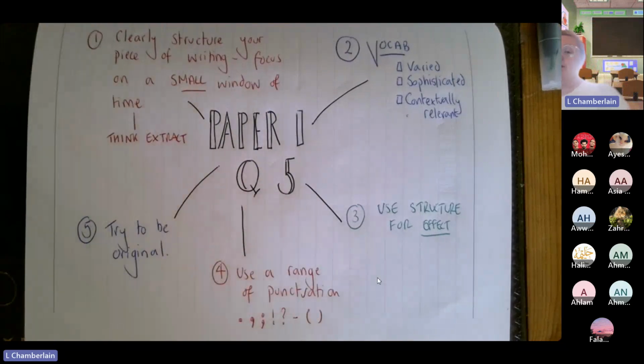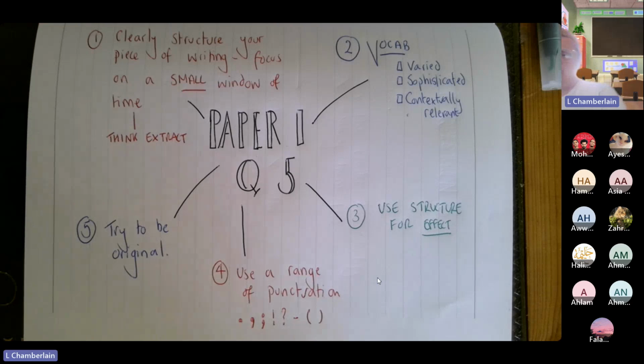When using your vocabulary, make sure that it is varied, sophisticated, and contextually relevant. Make sure you know the vocab that you're using is something people are going to know. You don't want to use something really obscure and weird for people not to understand, okay? That's going to make it difficult. My third tip here is use structure for effect. Think back to the Children of Men extract that we've looked at, that one sentence paragraph that's being used to create tension. Can you do something like that in yours?